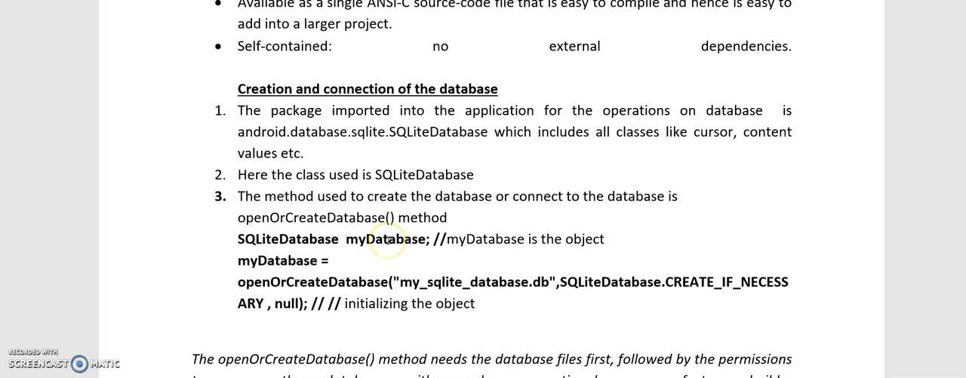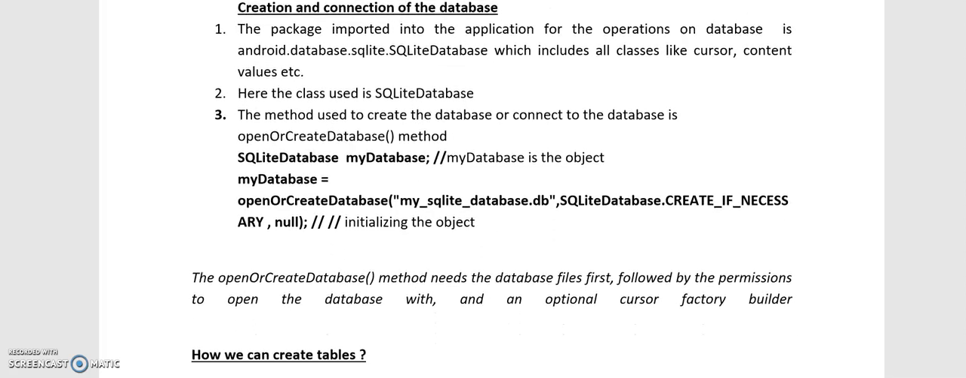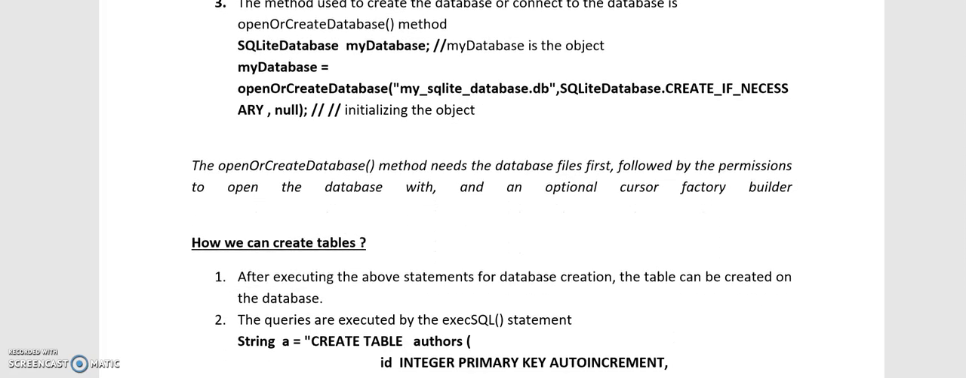So you have an object being created over here, and then you have the command being executed, myDatabase equal to openOrCreateDatabase. You're giving the parameters over here and you're running this and you're getting your database created. Now, once you have created a database, the next step is you have to create a table. So please read through these texts to understand the matter in a more descriptive way.